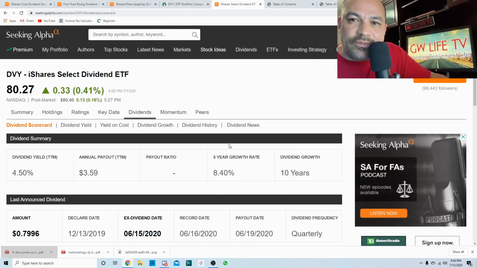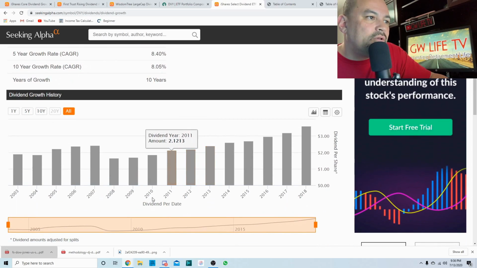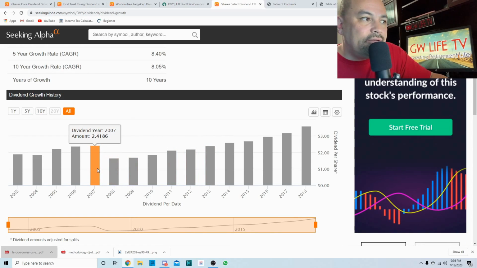So let's look at the dividends and the dividend growth. And I want to explain dividend growth a little bit here for you, because this is kind of a good example. So if we look at dividend growth, it did cut its dividend. I mean, through no fault of the ETF. A lot of companies cut their dividend into the 2008 crash.